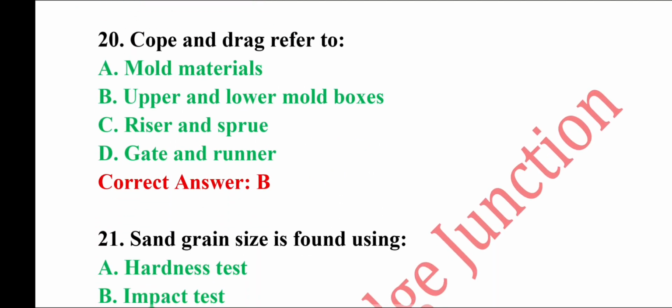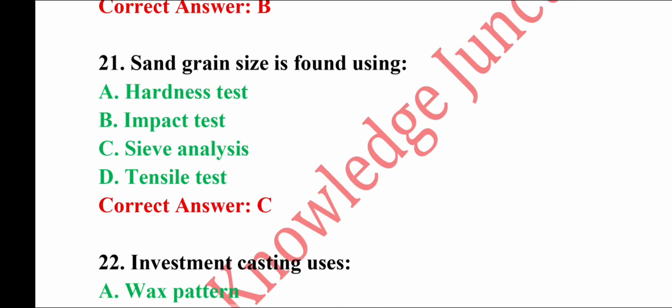Question number 20 is your cope and drag referred to. The options are mold materials, upper and lower mold boxes, riser and screw, gate and runner. The correct answer is B, upper and lower mold boxes.